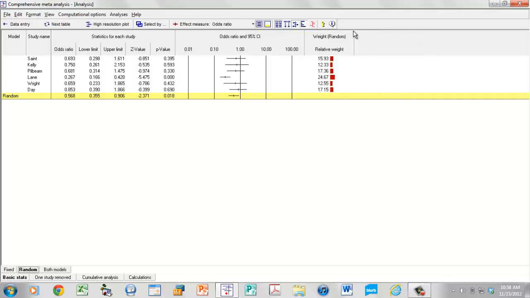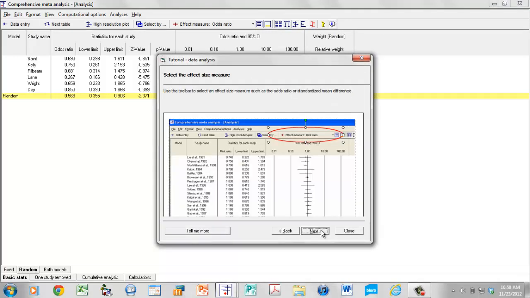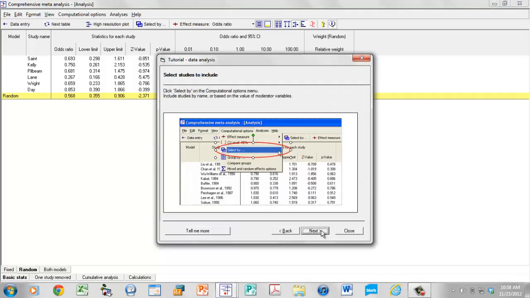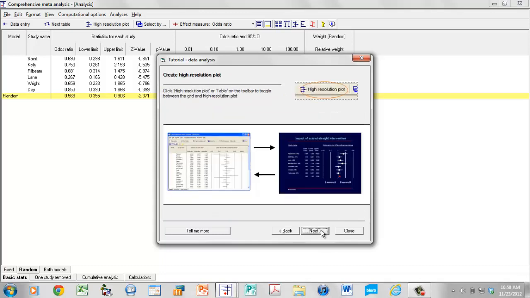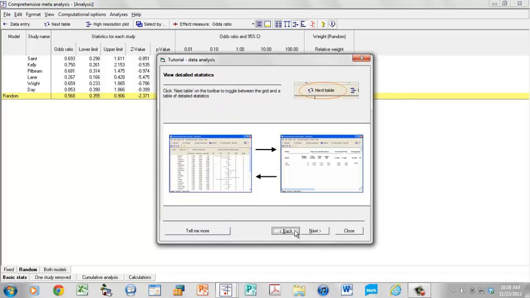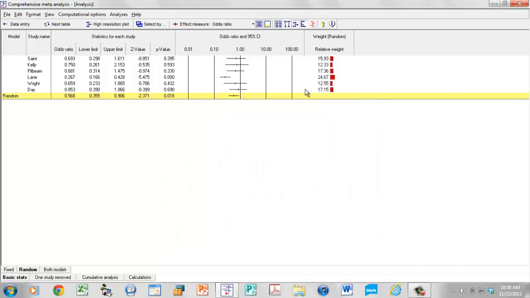We have this tutorial that I can open up and that will walk you through most of the steps that I've been showing you over here. This is a good way to refamiliarize yourself with the program if you haven't used it for a while.